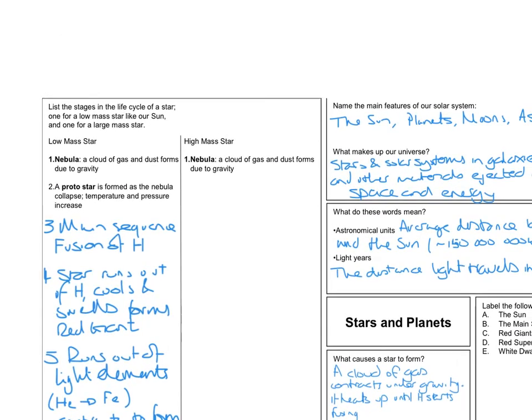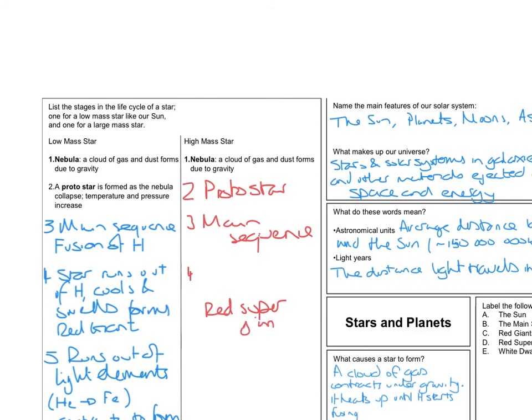Okay, so high mass star, so second we've got protostar. Third main sequence. Okay, those stages are the same. Okay, so number 4 is the same, but instead of forming a red giant, it forms a red supergiant.